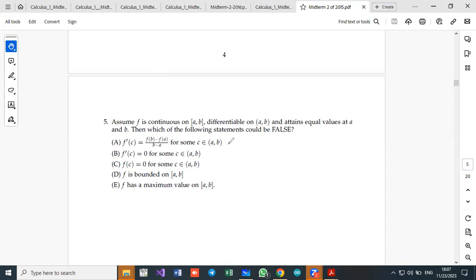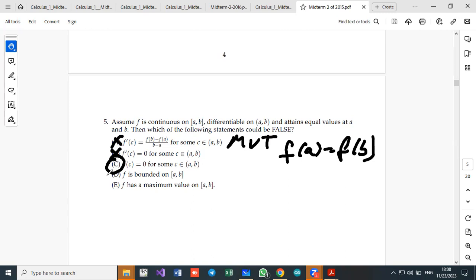The first one is the mean value theorem, so it is correct. f'(c) equals 0. It seems to be Rolle's theorem, but for Rolle's theorem we need f(a) equals f(b). That condition is not given. No, it's differentiable on (a,b) and attains equal values at a and b, so f'(c) equals 0. IVT, but we can't apply IVT. We don't know whether the function has different signs or not. So far, let's think that C is our false statement because we can't apply IVT.